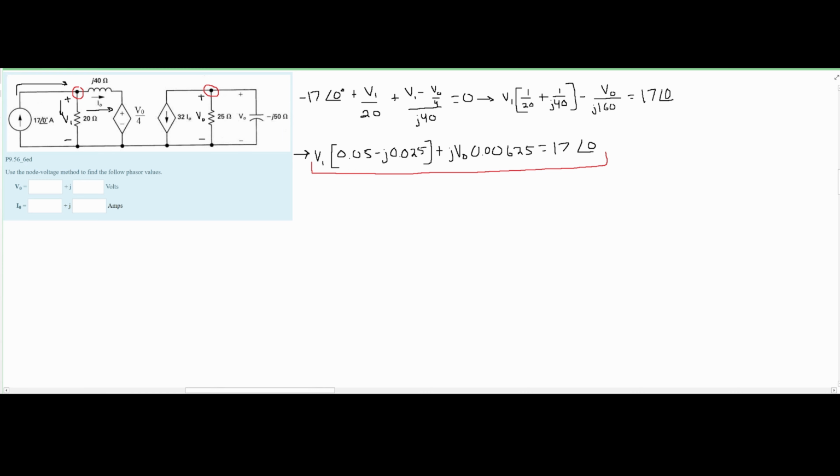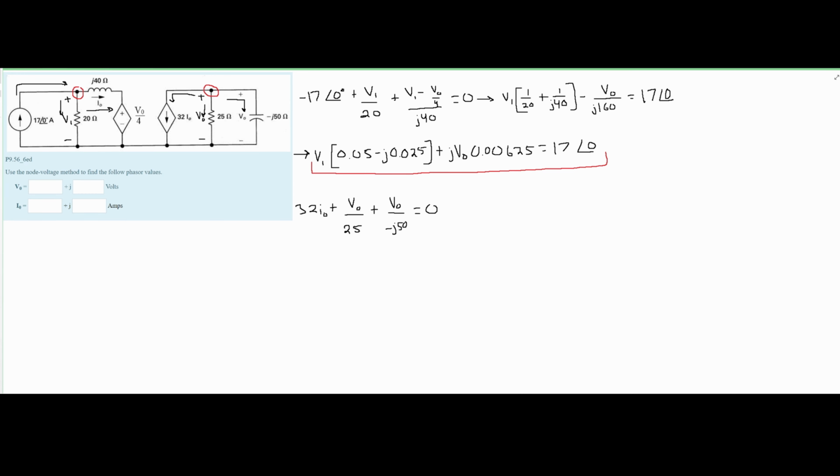Now we need to go about finding our V0. For the second equation, we can see that we have some current going out of our node, so we are going to have a positive 32 I0. We can see that our voltage is also going out of our node, so we're going to have a plus V0 over our 25 ohm resistor. We also have voltage going out of the node this way, so we are going to have a plus V0, and this is over the negative J50, set equal to 0.